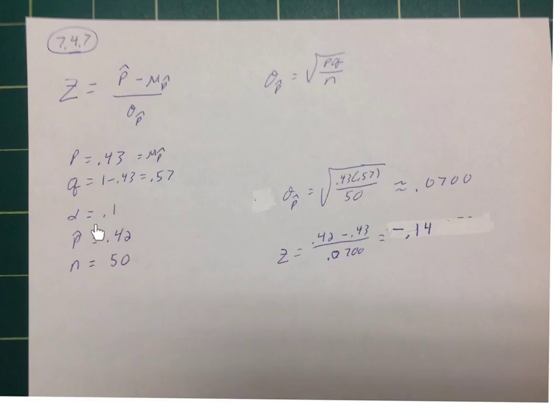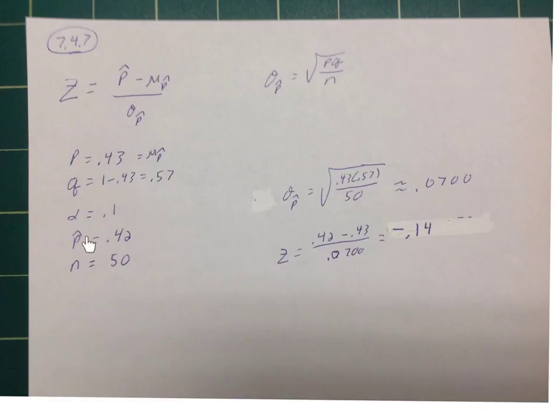They give you alpha. Well, you don't need that for the z-score. They give you p hat and n. So I put these three numbers, the 0.43, the 0.57, and the 50 into this formula, and I get approximately 0.07. Then I put these numbers here into the z-score.